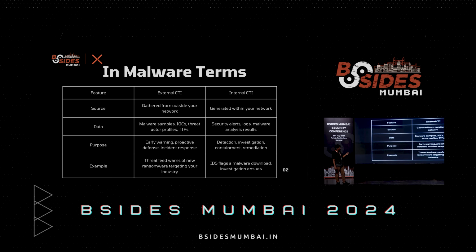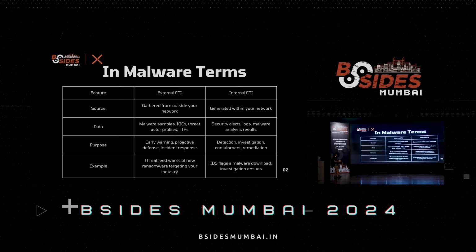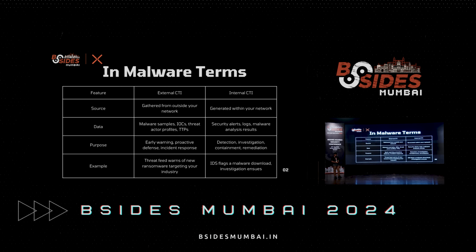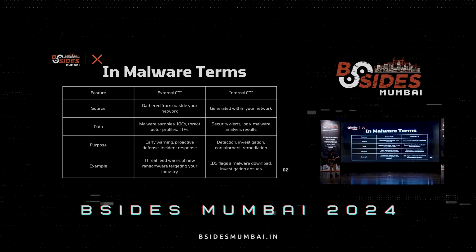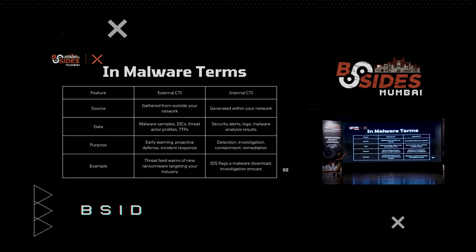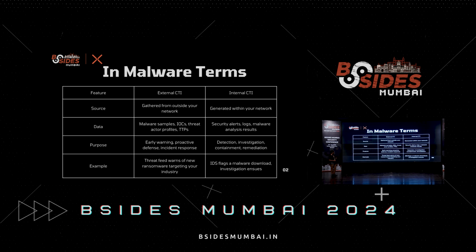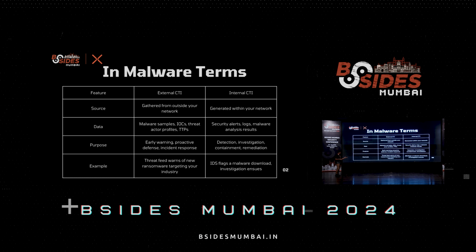And then data. External CTI is malware samples, indicators of compromise, threat actor profiles, TTPs, all what they do. And for internal CTI, it's security alerts, which are generated and moved to your SIEM. And then there are logs, malware analysis results. All these things are considered to be internal CTI. And then purpose: external CTI is an early warning. Even if you are not vulnerable, it'll warn you that you have this tech stack, do something to protect it. And for internal, it is basically after an incident happens, you need to detect. It's part of detection, investigation, containment, and then remediation.